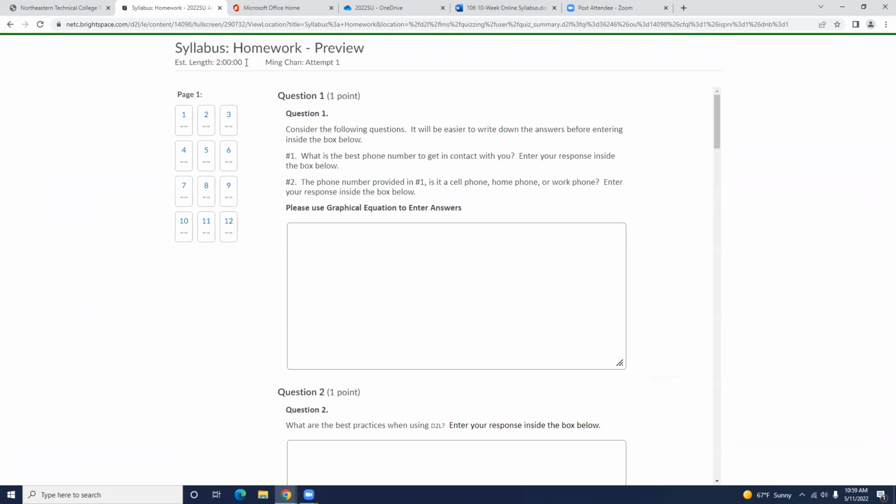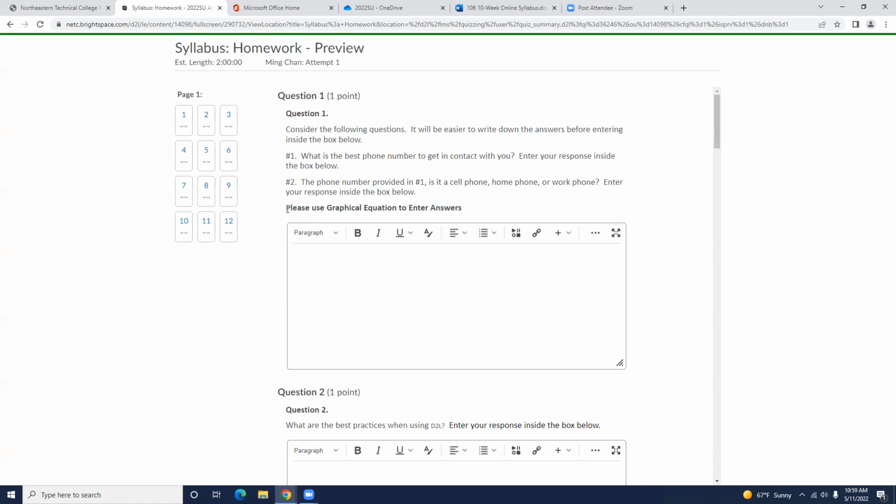The first question on the syllabus homework is number one, what is the best number to get in contact with you? Number two, part two says the phone number to provide in number one is the cell, home phone, or work phone number. I like to keep students' latest contact information just in case I need to text you, most of the time regarding why students have not turned in a graded assignment for 2 weeks in a row.